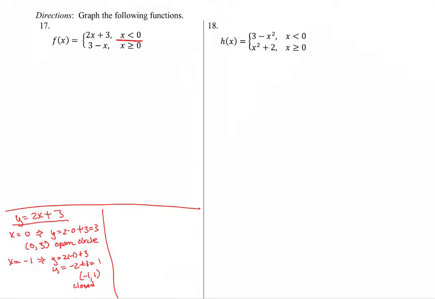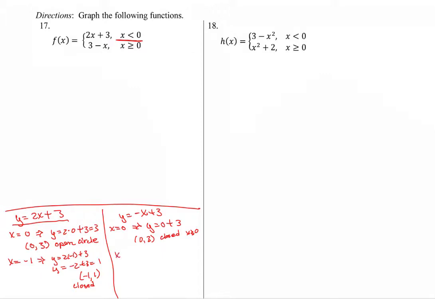Now we're going to look at the line y equals, and I'm going to rewrite this as minus x plus 3. Again, we're going to let x equal 0. Then we have y equals 0 plus 3. So that gives us the point 0, 3. And that's going to be a closed circle because we have x is greater than 0.